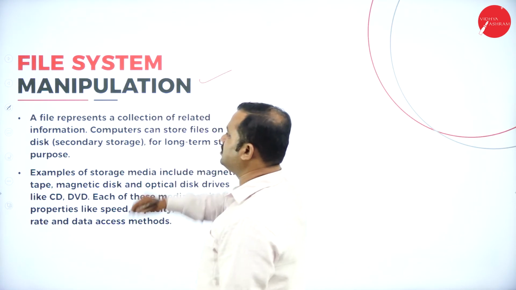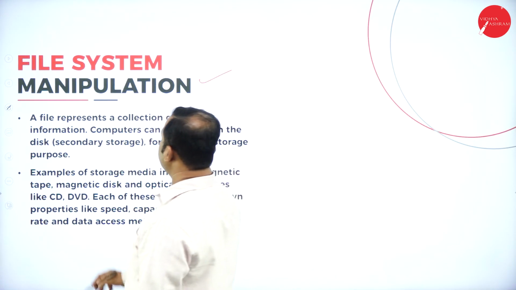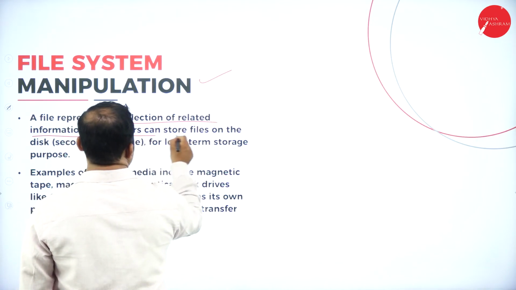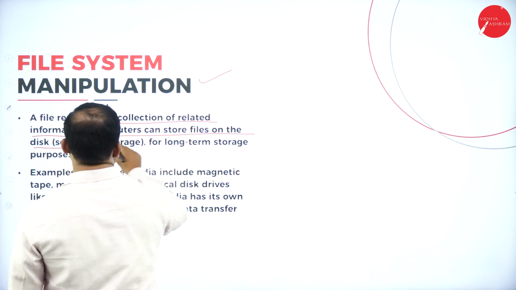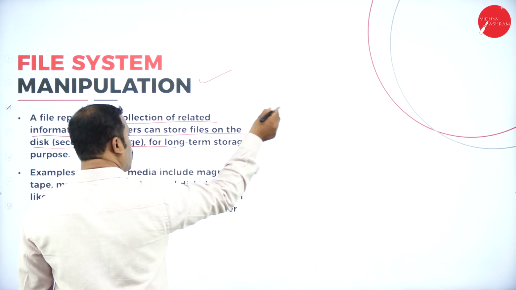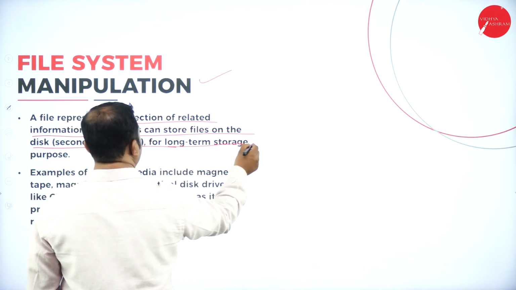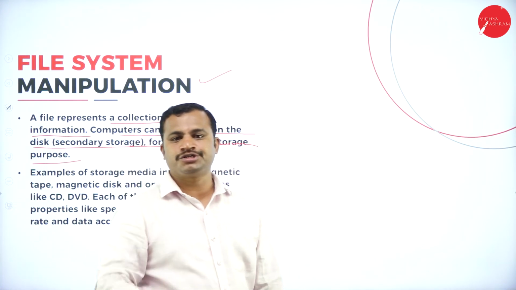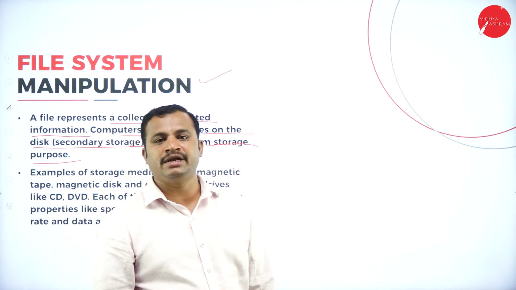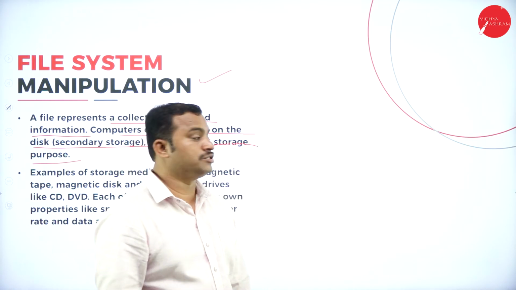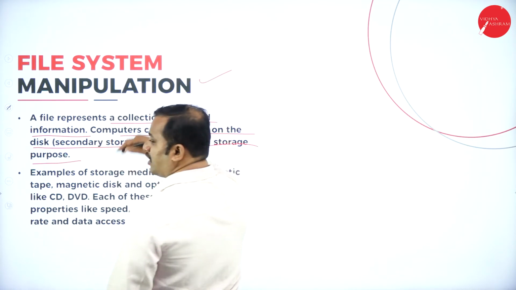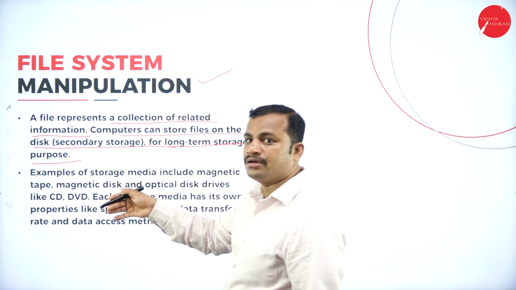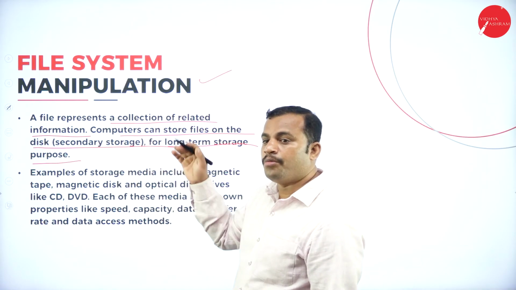Then what is the meaning of file system manipulation? A file represents a collection of related information. That is, computers can store files on the disk, that is secondary storage, also called the hard disk, for long-term storage purposes. Even when the power is off or when there is power fluctuation, all these programs and data can be stored in the secondary storage devices. That is done by file system manipulation, which in turn is managed by the operating system.